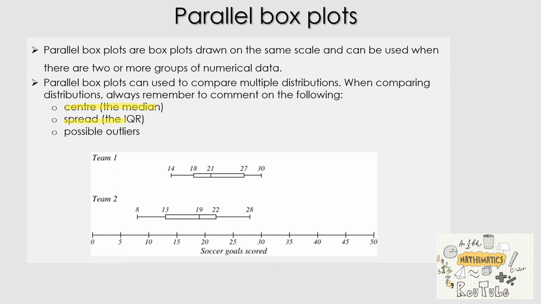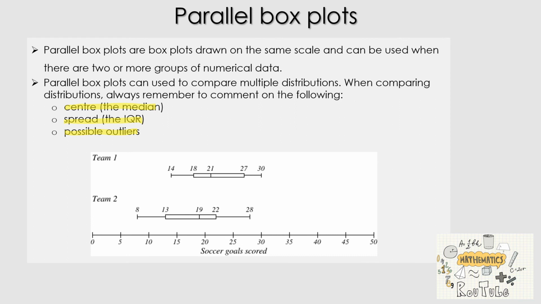We then have the spread, which is either the range or the interquartile range, mostly the interquartile range, and then possible outliers. In the box plots below, we don't have any outliers, but in the ones earlier in the video, we did see some outliers. So those are some things to make comment on, but of course, go with whatever the question is asking.